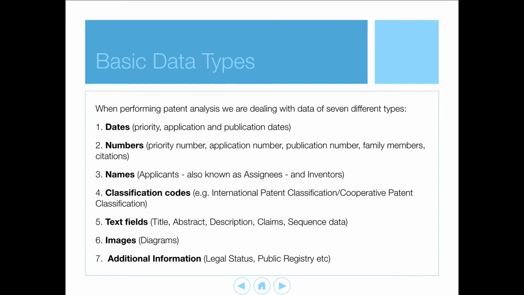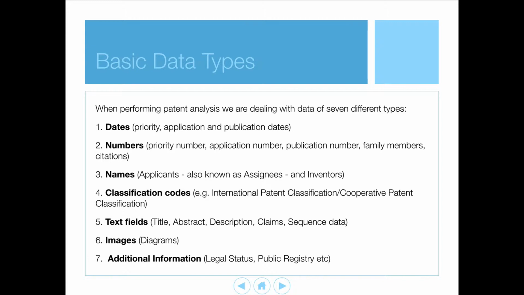So we have seven basic data types, and I'll go into these in a little bit more detail. So we have a range of dates, we have a range of numbers which serve as unique identifiers for documents and allow us to track the relationships between documents. We have names, notably the names of applicants, who are also commonly called assignees, and the names of inventors. We also have the names typically of patent lawyers or attorneys.